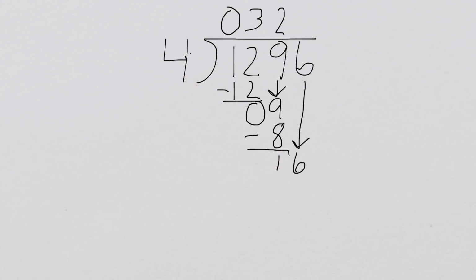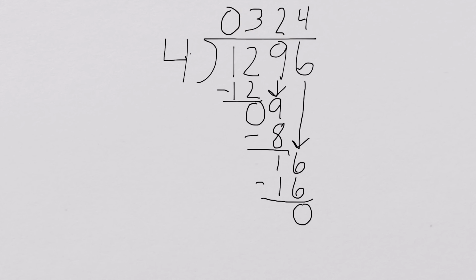16 divided by 4, or thinking of it in multiplication terms, 4 times what gets us close to or equal to 16, it's going to be 4. 4 times 4 is 16. We subtract, and we get 0. So our quotient for 1,296 divided by 4 is 324.